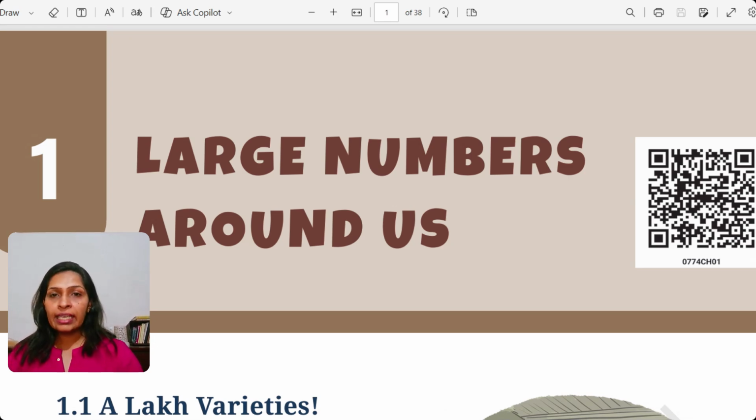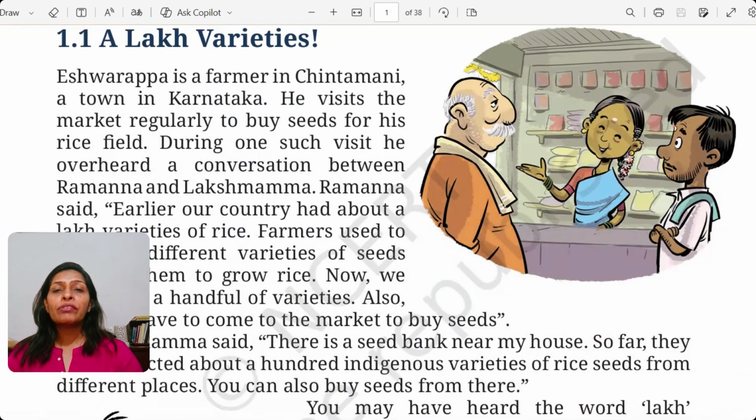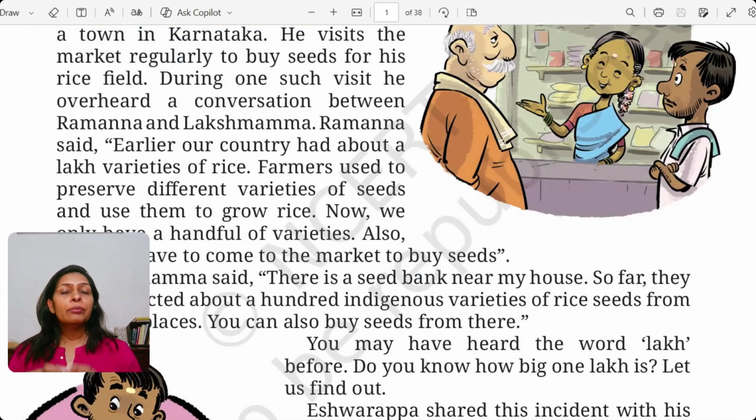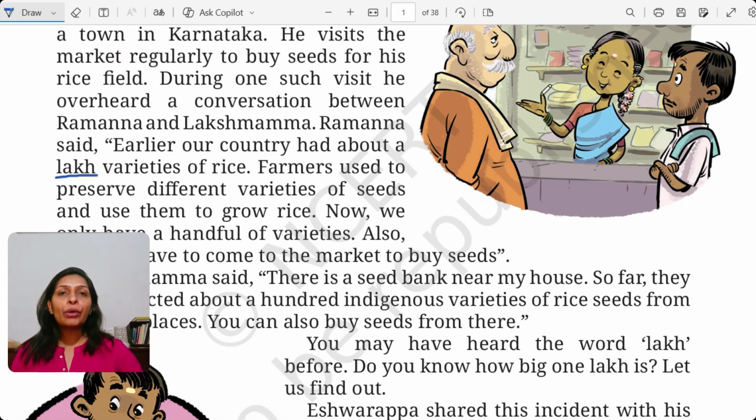In the beginning of this chapter, there is a conversation between two farmers. They are talking about the number of seeds of the rice, and majorly they are talking about the number lakh. So in the beginning of this unit, we are going to discuss how to write lakhs, how to use it, and how to do the questions related to it.